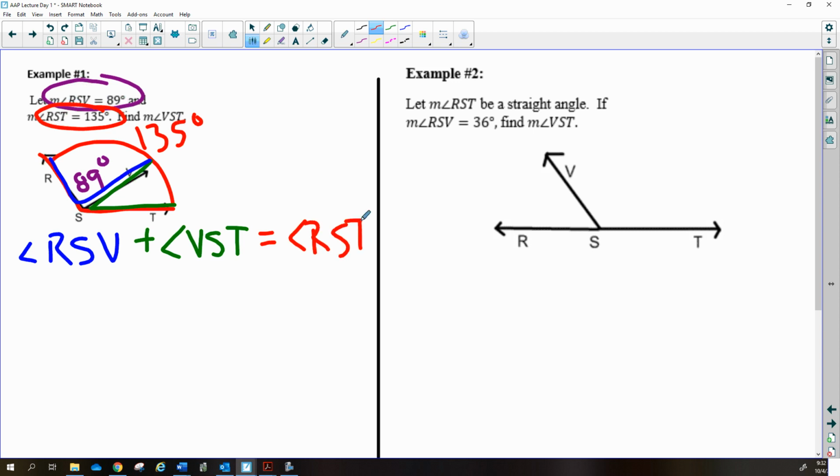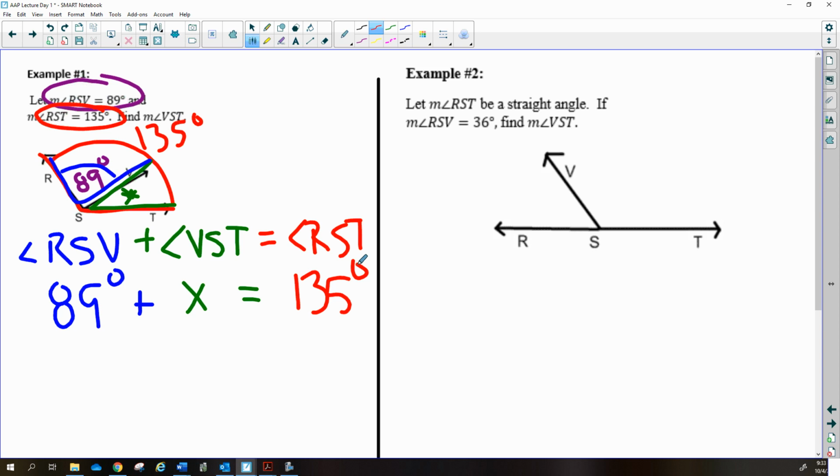Okay, so as I'm looking at this, I'm adding, and this is the angle addition postulate. I'm adding two angles to get the size of one big angle. In my amounts right over here, you can tell that RSV is 89 degrees already. I do not know what this amount right here is. That is an unknown amount. But I do know that it adds up to 135 degrees total.